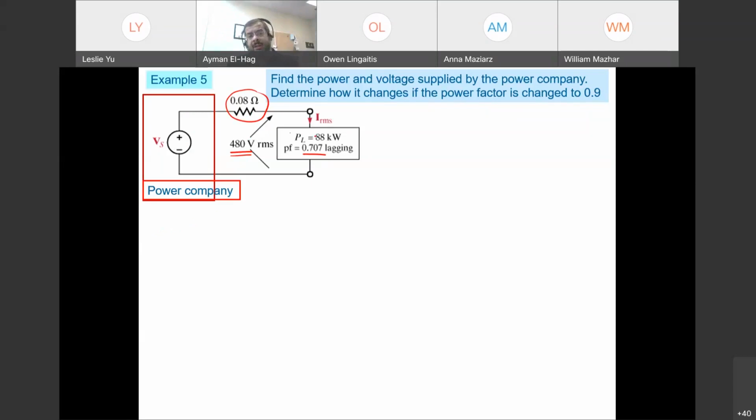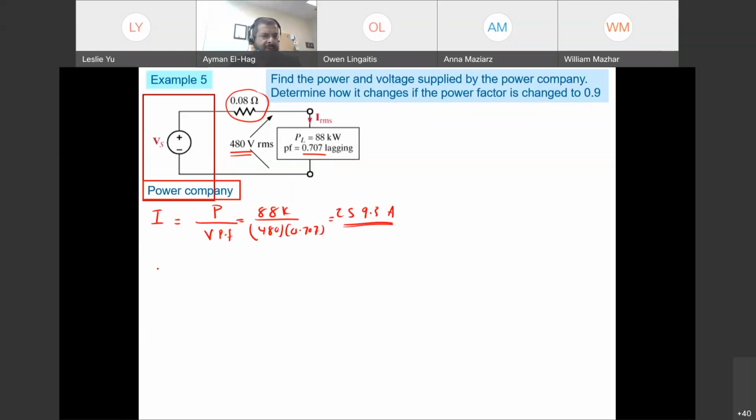Okay, to start with, this is very similar to the previous question. So we'll find I, the current, which is equal to the power divided by the voltage and the power factor. This is 88 kilowatts divided by the voltage, 480, and the power factor 0.707. So my current is equal to 259.3 amps.